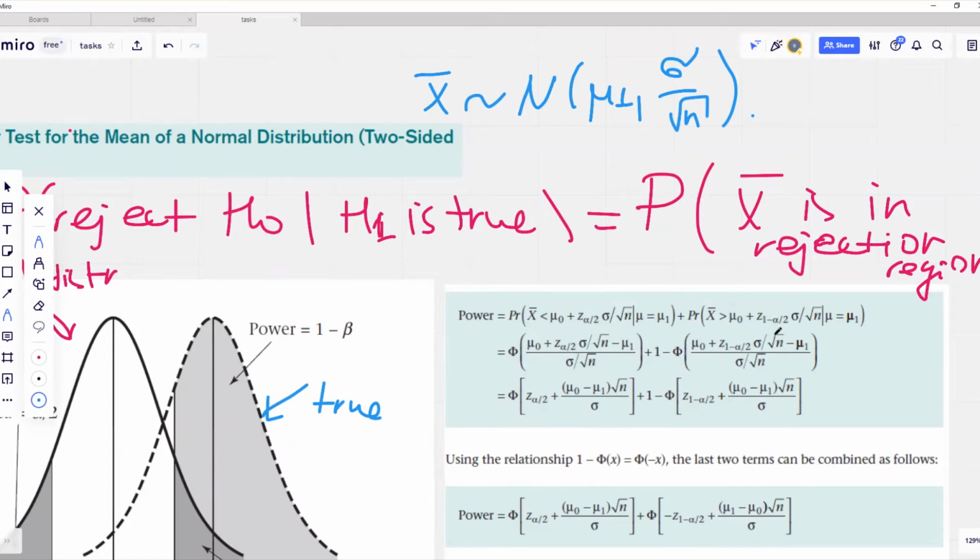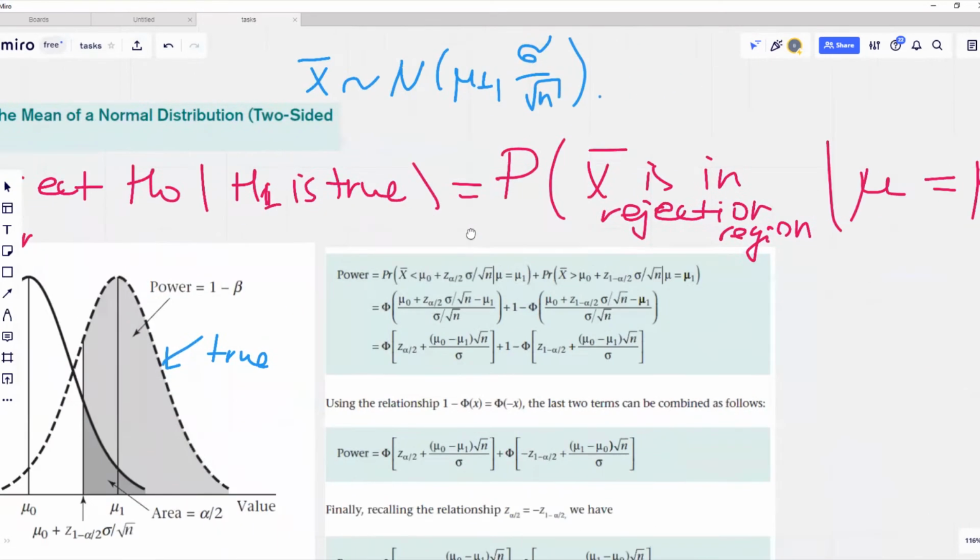And similarly, standardizing that value and setting this as one minus the probability that X bar is less than mu naught plus this value here, we'll get one minus the CDF of standard normal at this standardized value over here.